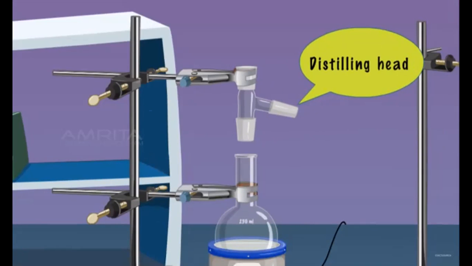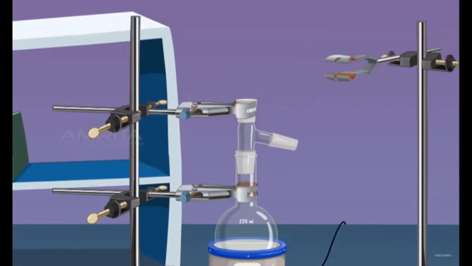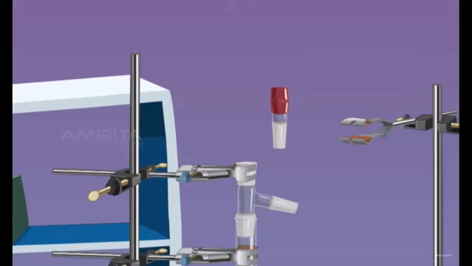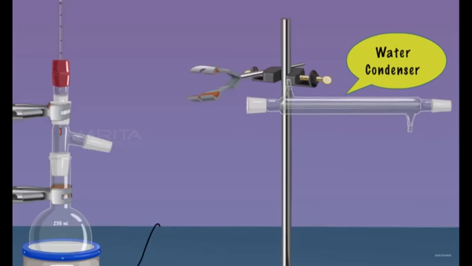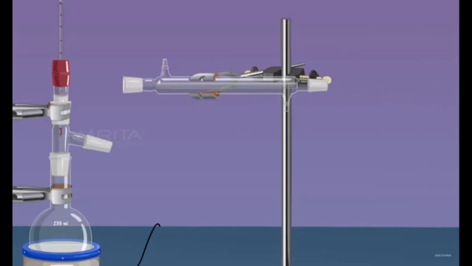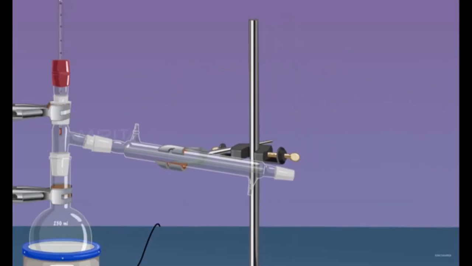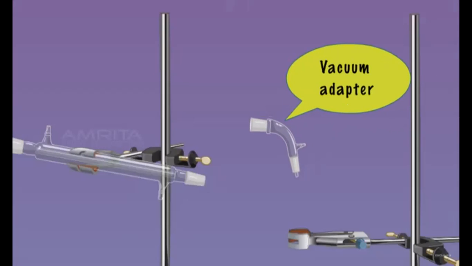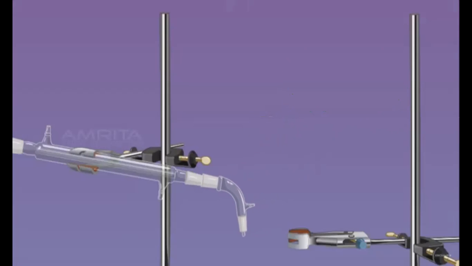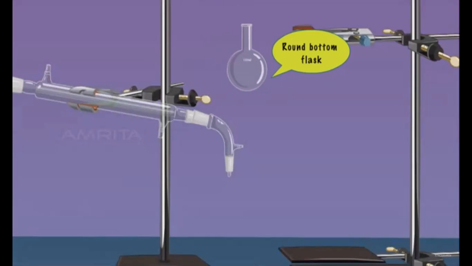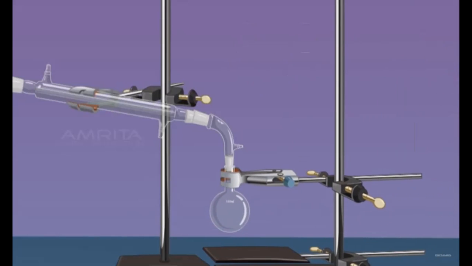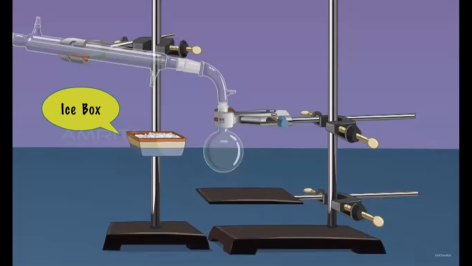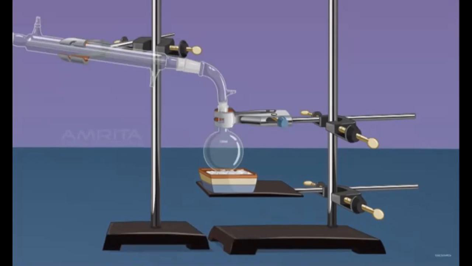Connect a distilling head to the RB flask and a thermometer adapter to the distilling head. Insert a thermometer through the thermometer adapter. Connect a water condenser to the outlet of the distilling head. Connect a vacuum adapter to the water condenser. Connect a 100 ml RB flask or receiver flask to the vacuum adapter. Take an ice bath and place the RB flask in the ice bath.